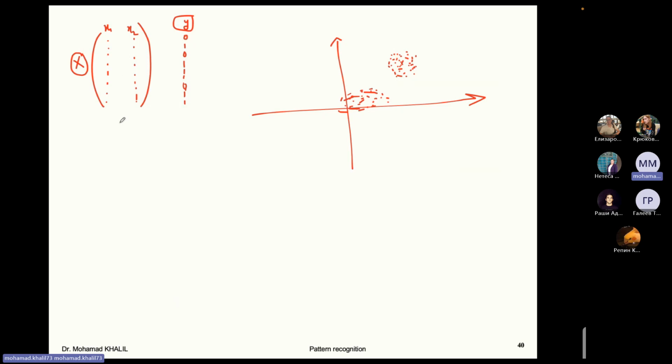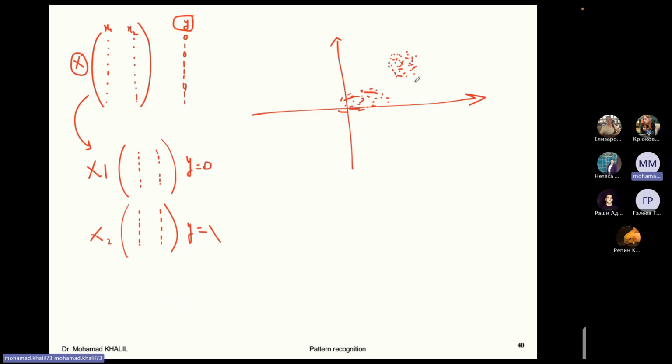So what do you do if you want to suppose that these classes are parametric? What you have to do is directly separate: x1 corresponds to class 1, all of y equal 0, and x2 for the class with all of y equal 1. You separate this data and this data.